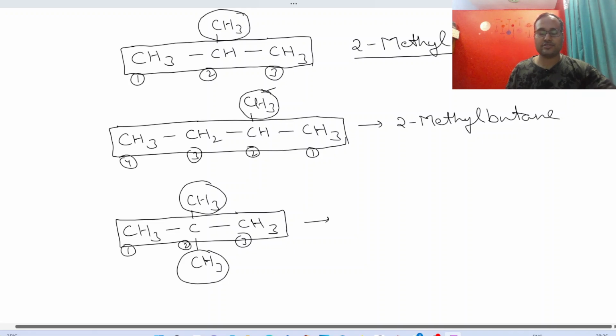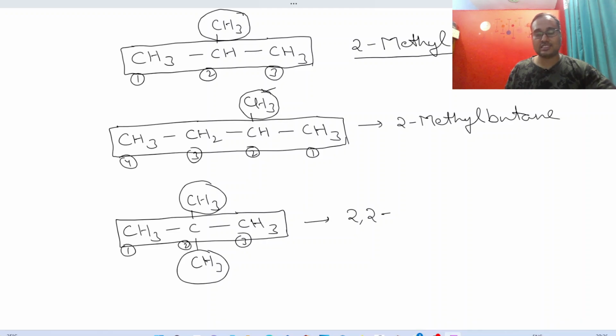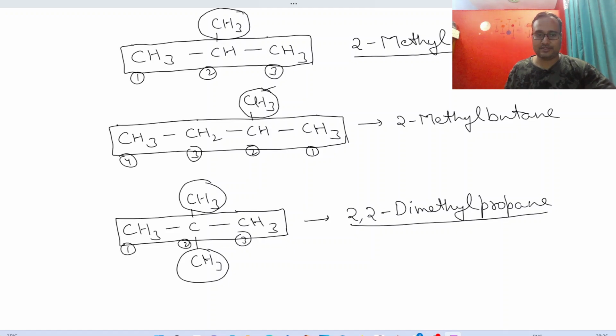Now both the substituents are present on the second carbon atom. So in this case, first we need to mention the position, that is 2, as both are present on the second carbon and the substituents are the same. So we can club them together and write the name together. So di represents that 2 substituents are there, dimethyl, then the parent chain prop, and as the bonding is single, we write ane. So the name of this compound becomes 2,2-dimethyl propane.